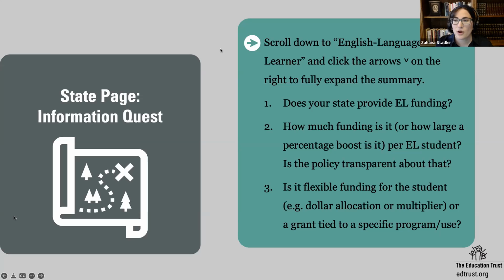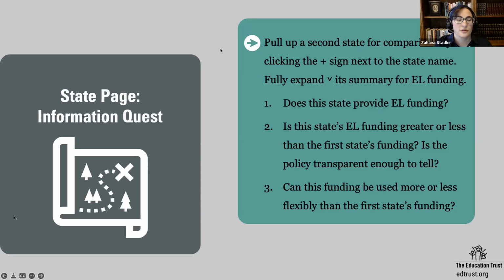Okay, so one more thing for you to figure out on the state page. I'm going to ask you to pull up a second state for comparison. Remember, there's that little plus sign at the top right next to the name of the state you're already looking at. So pull up another state that's of interest to you.